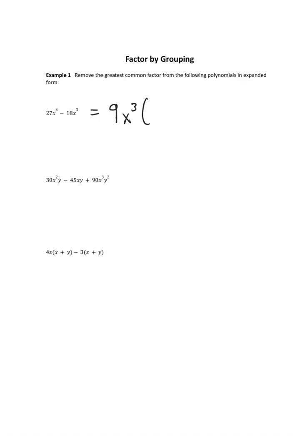And then you think about what's left over. So if you have 27 and factor out a 9, that leaves you with a 3. If you had x to the fourth and you factor out x cubed, well, you still had 1x left over. And here you would have minus, well, you factored out 9x cubed, so you'd have a 2 left over, and you factored out all the x's, so that would be complete.